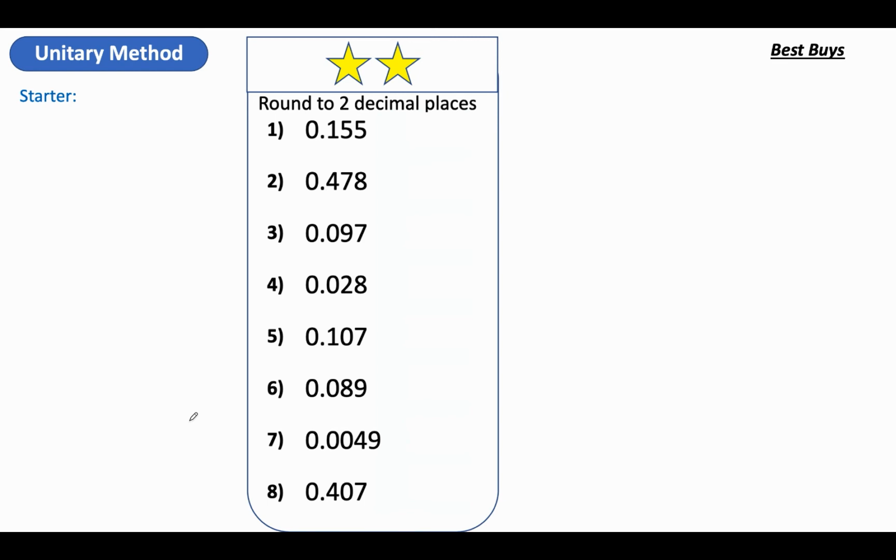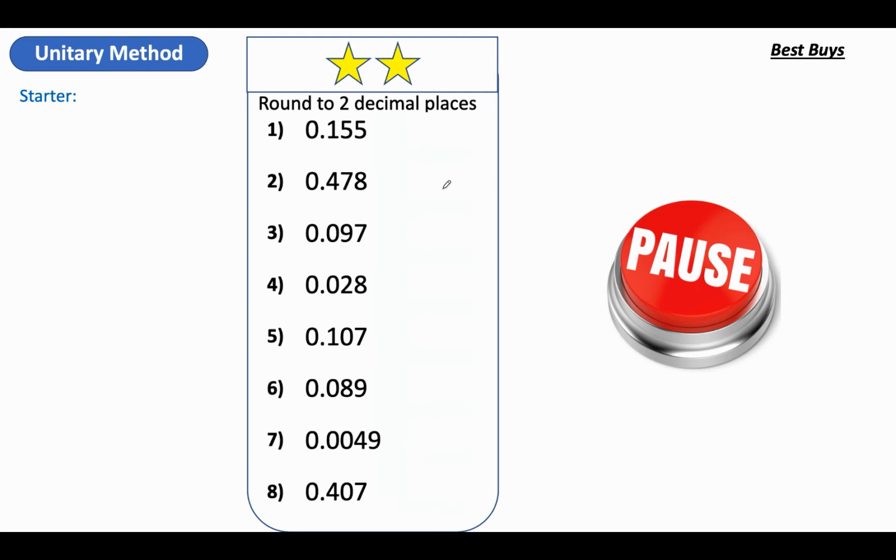Hi there, we're going to do some stuff on best buy questions, which is kind of an extension of the unitary method, really. But first of all, got a little task for you. I want you to do a little bit of rounding, because when you're working with money, in the end, you quite often need to round to 2 decimal places. Not always, but sometimes you do. So I thought we'd do a bit of practice of rounding. So pause your video, round these to 2 decimal places, please, and then unpause when you're done. And don't just do them in your head, write them on a piece of paper.